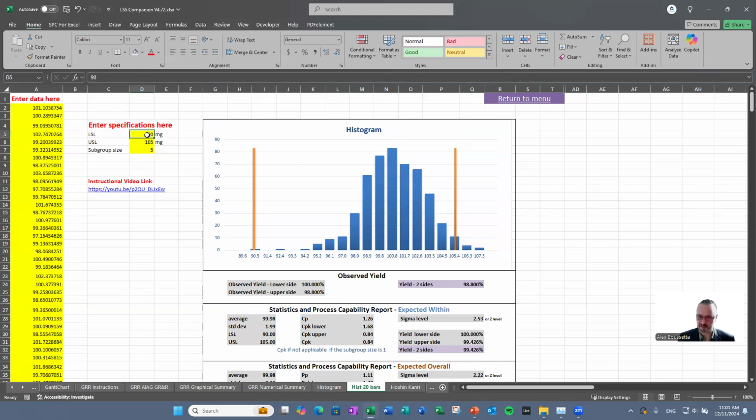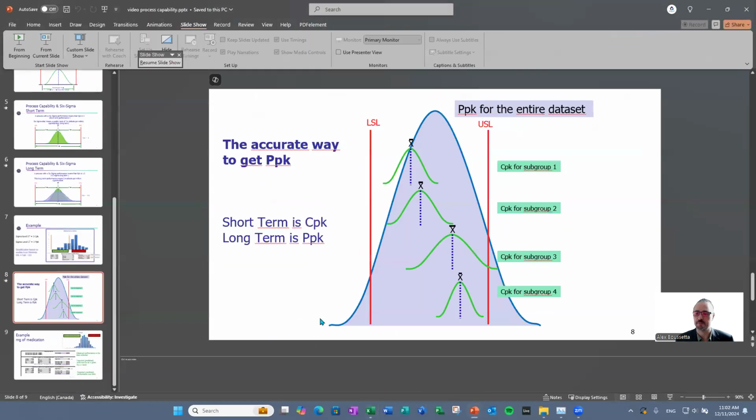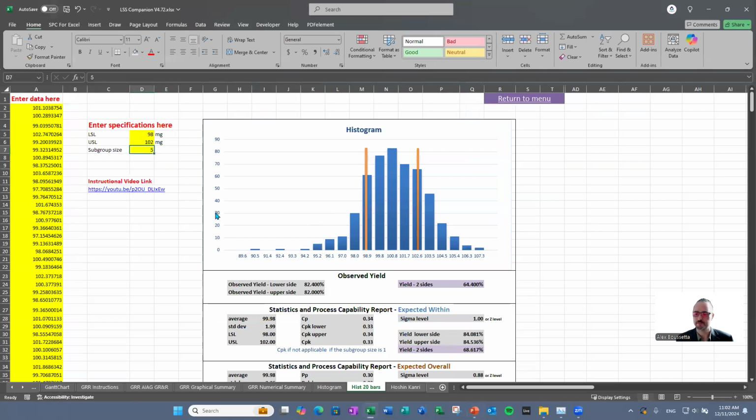So let's change here to something a little bit more realistic, because if this was really medication and we're supposed to have, as an example, 100 milligrams, I could have, for example, tolerances or limits of 98 milligrams minimum to 102 maximum. You also have here the subgroup size. So what is the subgroup size? This is telling us, each one of the weeks or each one of the months, how many samples did we gather? Is it 5? Is it 10? Is it 100? And here in this example, we have 5.